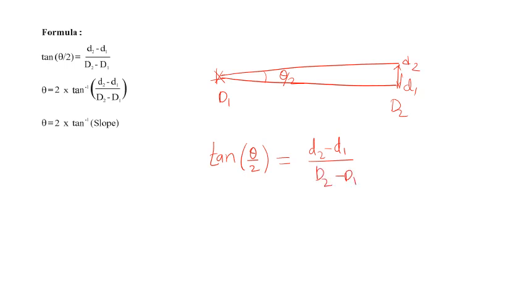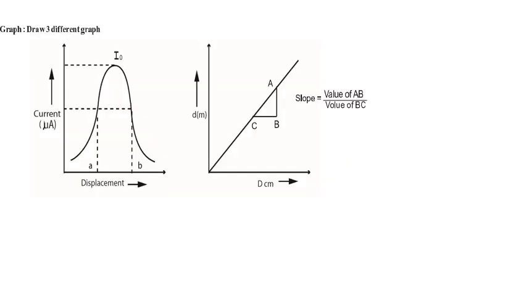If I want to measure theta by 2, it will be tan inverse of (d2 minus d1) divided by (capital D2 minus capital D1), and theta will then be 2 into tan inverse of (d2 minus d1) upon (capital D2 minus capital D1). So we are going to measure these distances by using this experiment, and finally we will calculate the beam divergence.